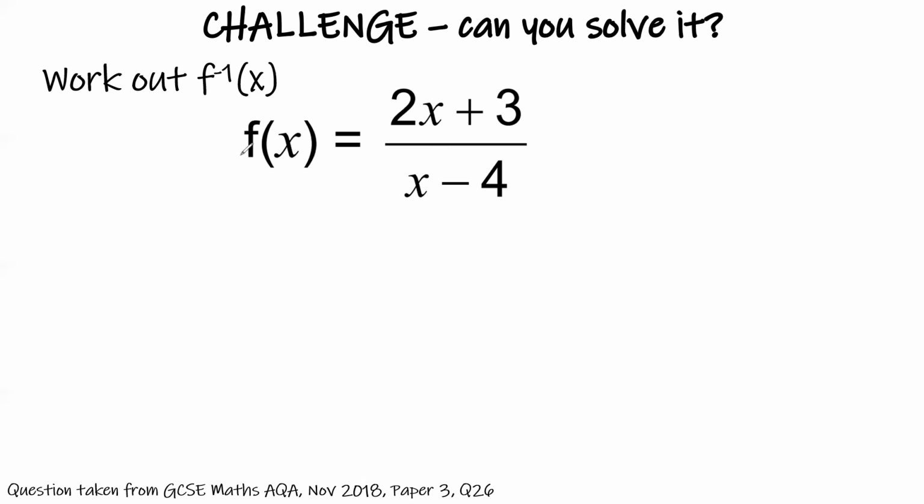Okay, so we have got a function of x, f of x, and that equals 2x plus 3 over x minus 4. And the question that we've been asked is to find the f to the minus 1 of x. So this essentially is the inverse function. So we're trying to find completely the opposite. So it's basically finding the inverse of this whole equation.